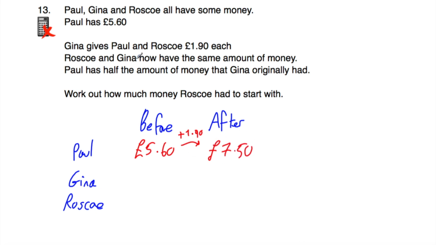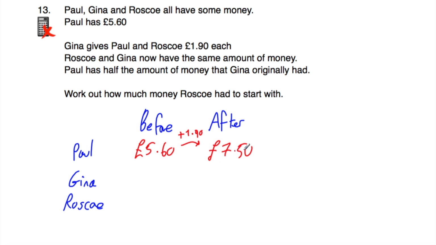Now we're told that Roscoe and Gina now have the same amount of money. Well, I can't really see anything to do with that bit of information yet. And then we're told that Paul has got half the amount of money that Gina originally had. So Paul's now got half of the amount of money that Gina originally had.